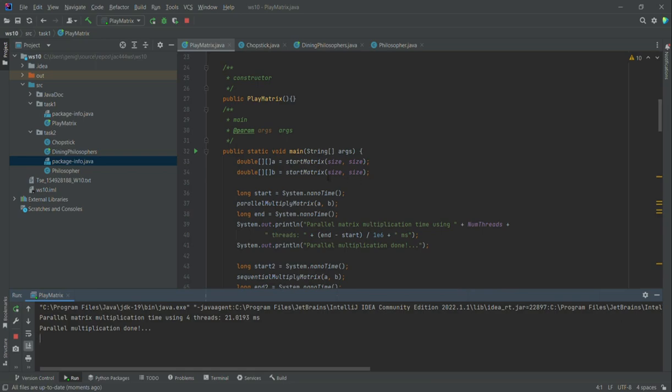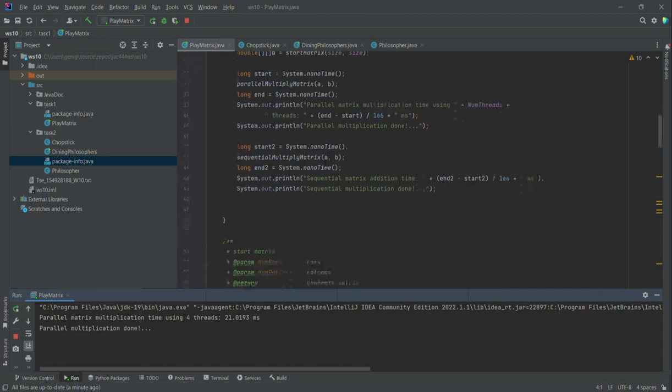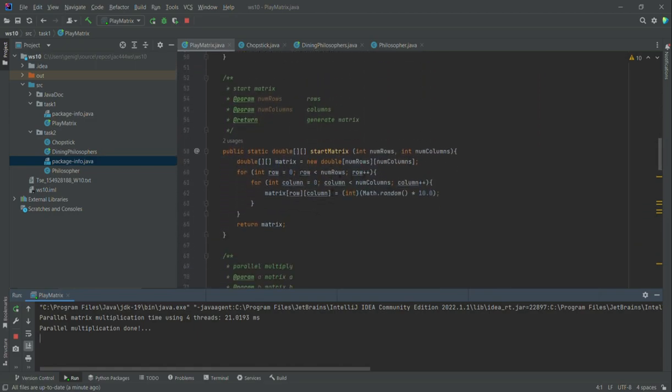We initialize matrices and we use the main function called start matrix to generate matrices. And in the main, we are just showing the output and calculating the multiplication time in milliseconds. So this is the traditional way of doing a matrix, and we just use randomized integers for the process.